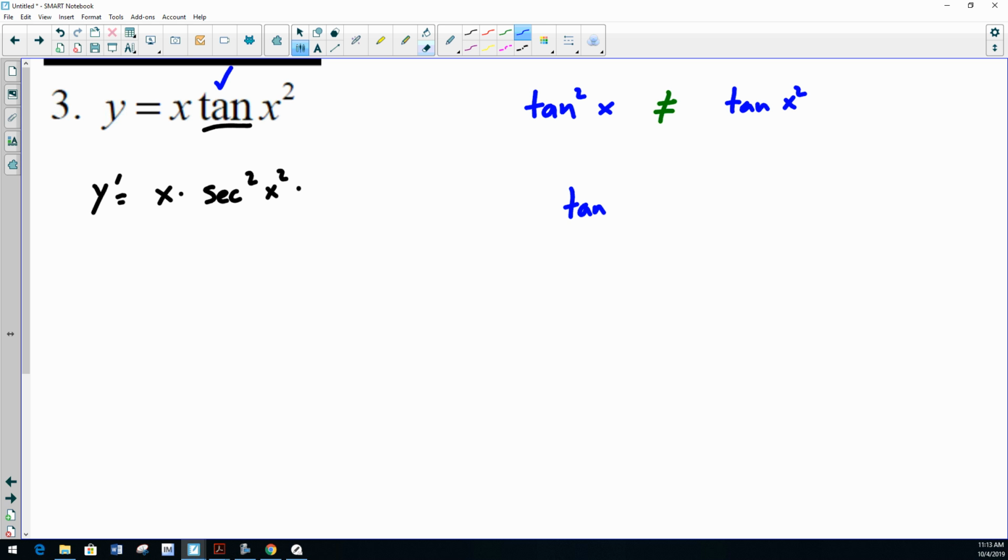Okay, the derivative of tangent is secant squared. The derivative of x squared is 2x, plus the second times the derivative of the first. That's what I'm getting as the derivative. Okay?